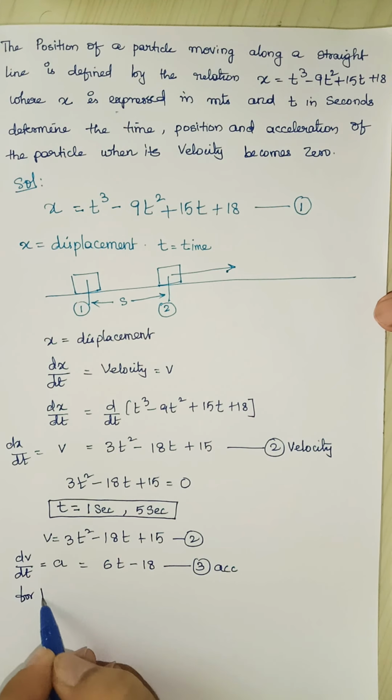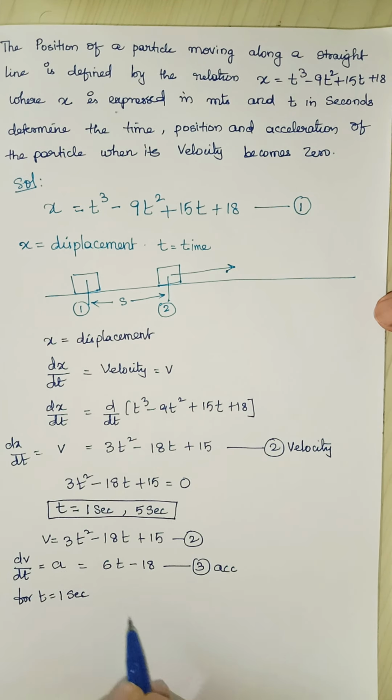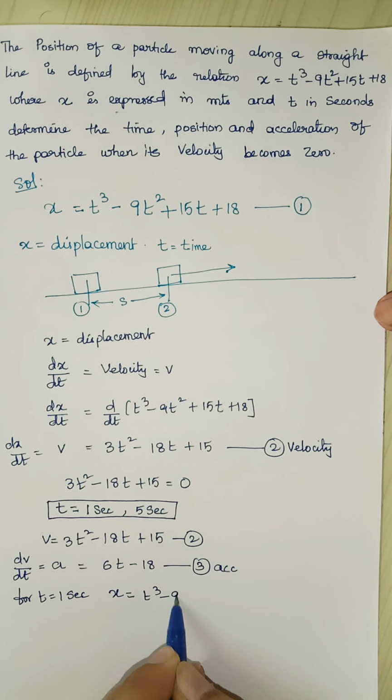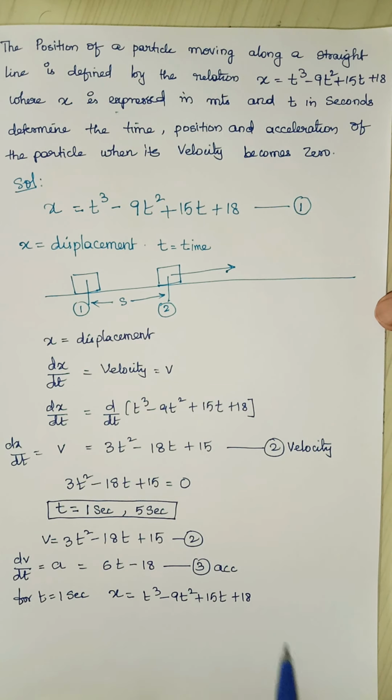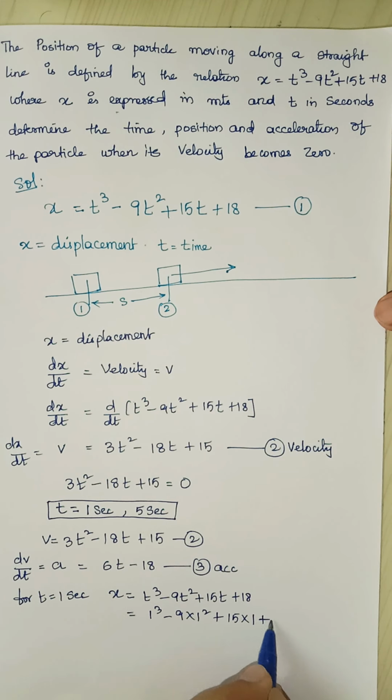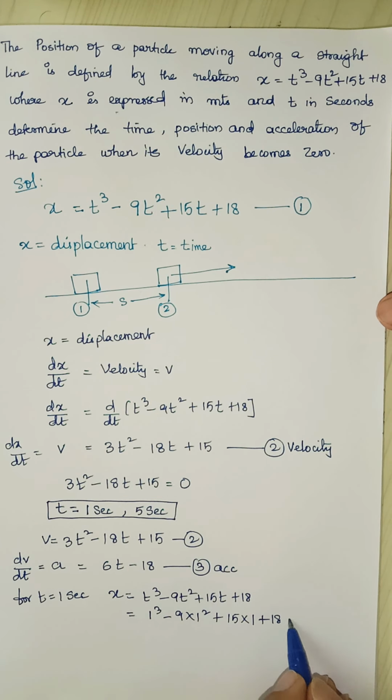Now we need to determine the position as well as acceleration. For t is equal to 1 second, we have three equations here. x is equal to t cube minus 9t square plus 15t plus 18. When you substitute t is equal to 1 second, that will be 1 cube minus 9 into 1 square plus 15 times 1 plus 18. Calculating this, we get x is equal to 25 meters.